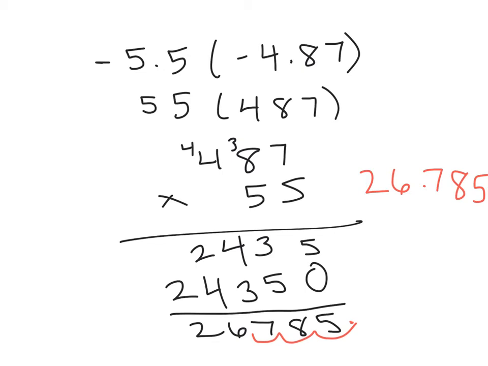So now we're going to look at whether our answer is positive or negative. So recall from the last slide, we said that the same signs would give you a positive answer and different signs would give you a negative answer. So I have negative 5.5 and negative 4.87. The signs are the same, which means my answer is going to be positive 26.785, or just 26.785.